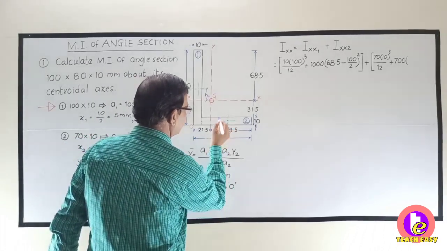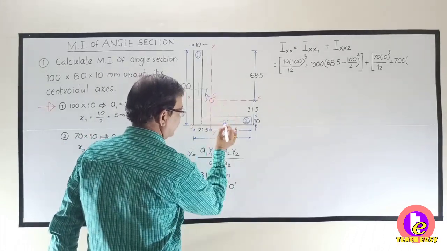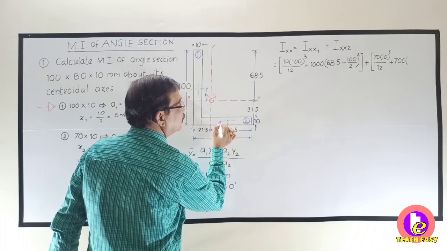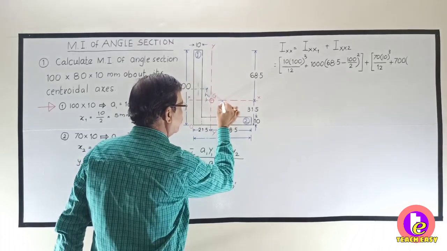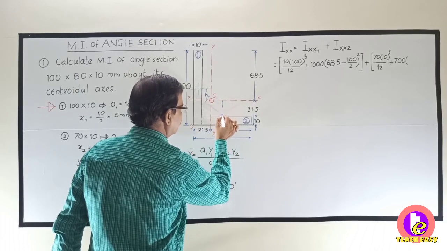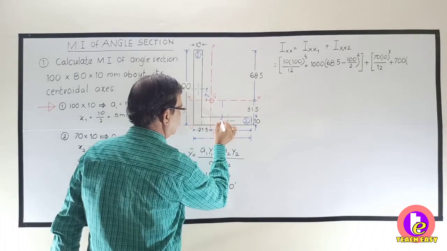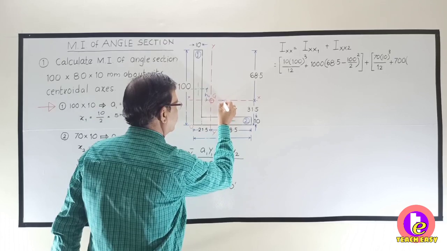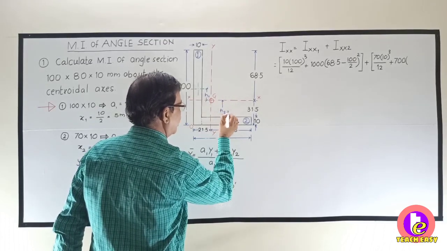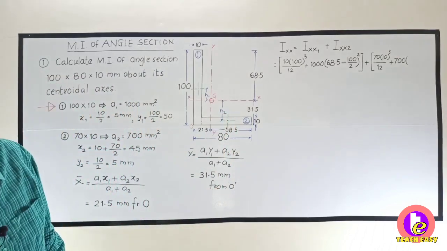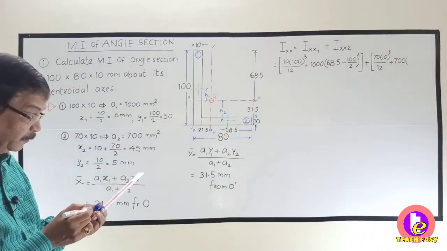H is the distance between this axis and this axis, because bd cube by 12 is about this axis. So from here we have to shift it. Therefore, this will be the value of H2. So can you tell me what will be the value of H2?